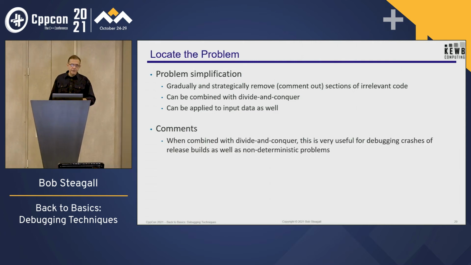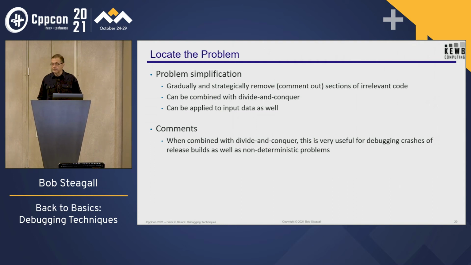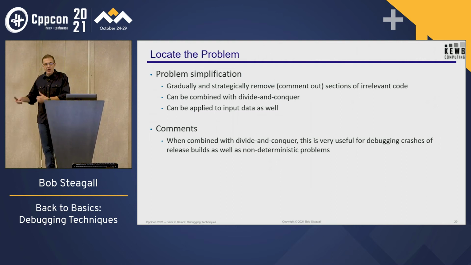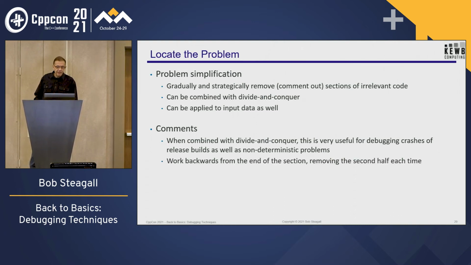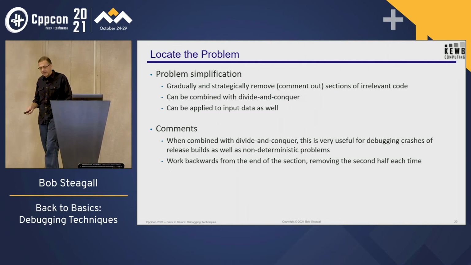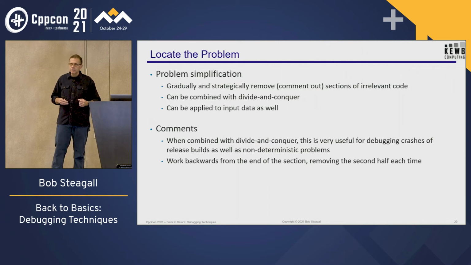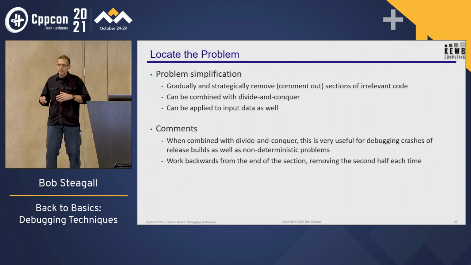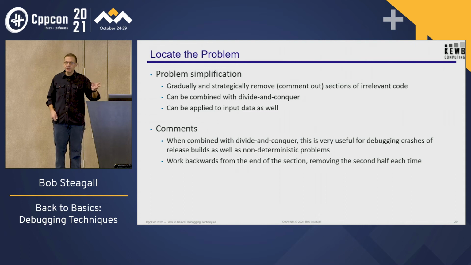So when you combine this with divide and conquer, it's great for debugging crashes in release builds, right? Because there's no overhead that's been added to the release build. All that's happening is there's something that's not running anymore. And my recommendation is, when you're doing this, of course, and perhaps it's only common sense, work backwards. Start with the things that happen last and start eliminating them, and work backwards until you get to the part where you think you found the problem.